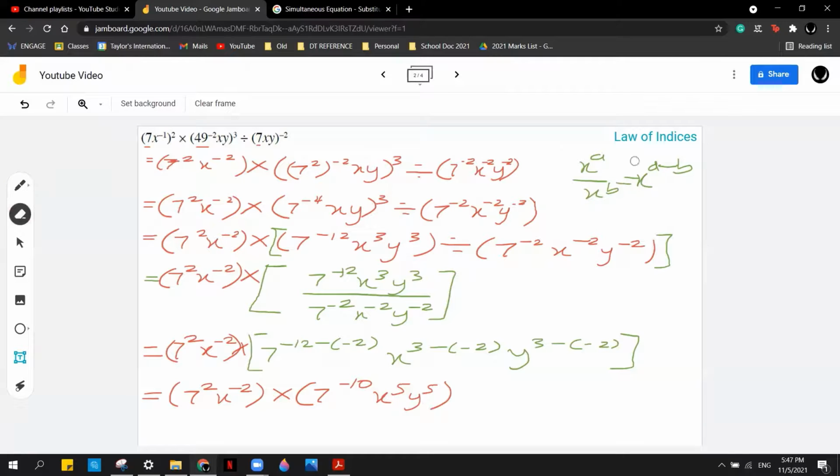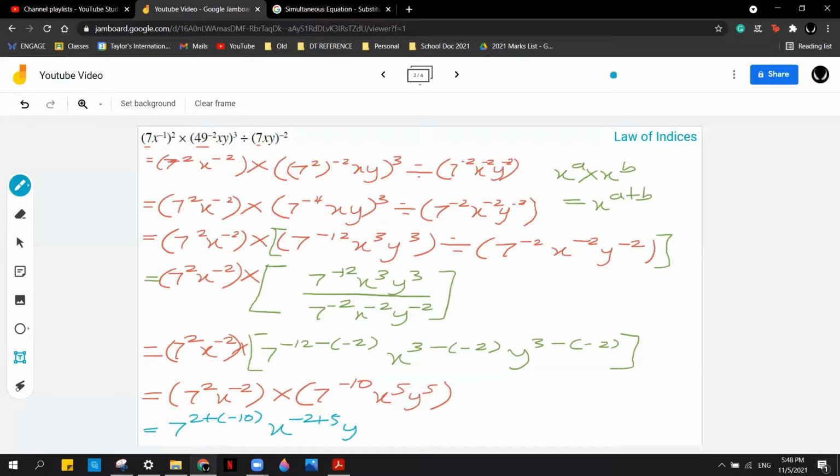When it's times, the only law that you should remember is if you have x power a times x power b, it's very direct, it's just literally x power a plus b. So with that said, what's going to happen here? 7 power 2 plus negative 10, then x power negative 2 plus 5, and then y power 5, and there's no y here, so y is left alone. Hence, what we get is 7 power negative 8, x power 3, and y power 5.